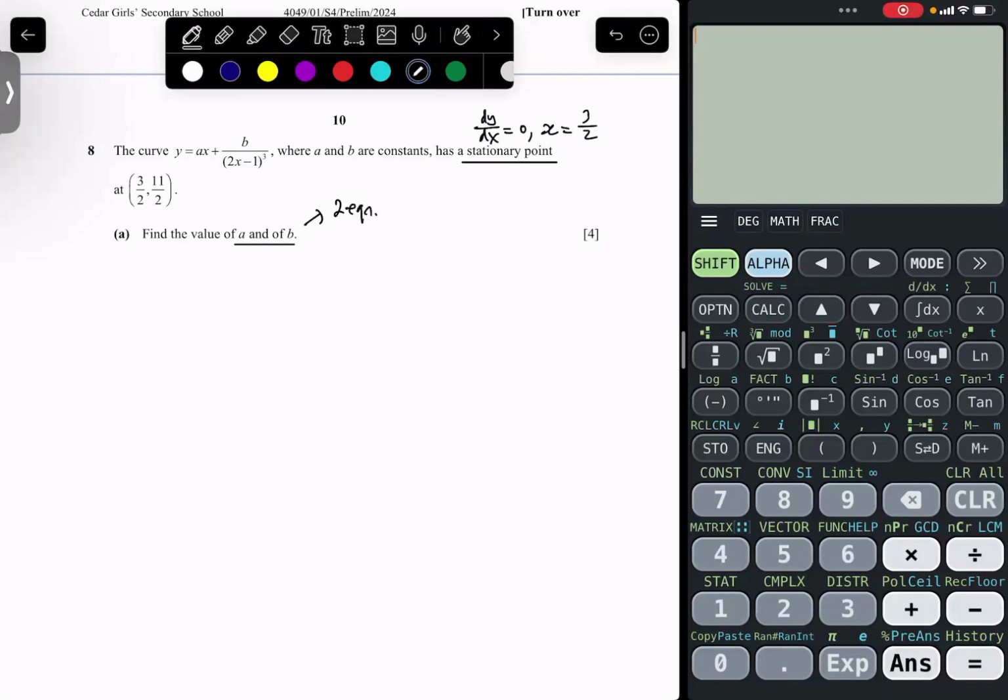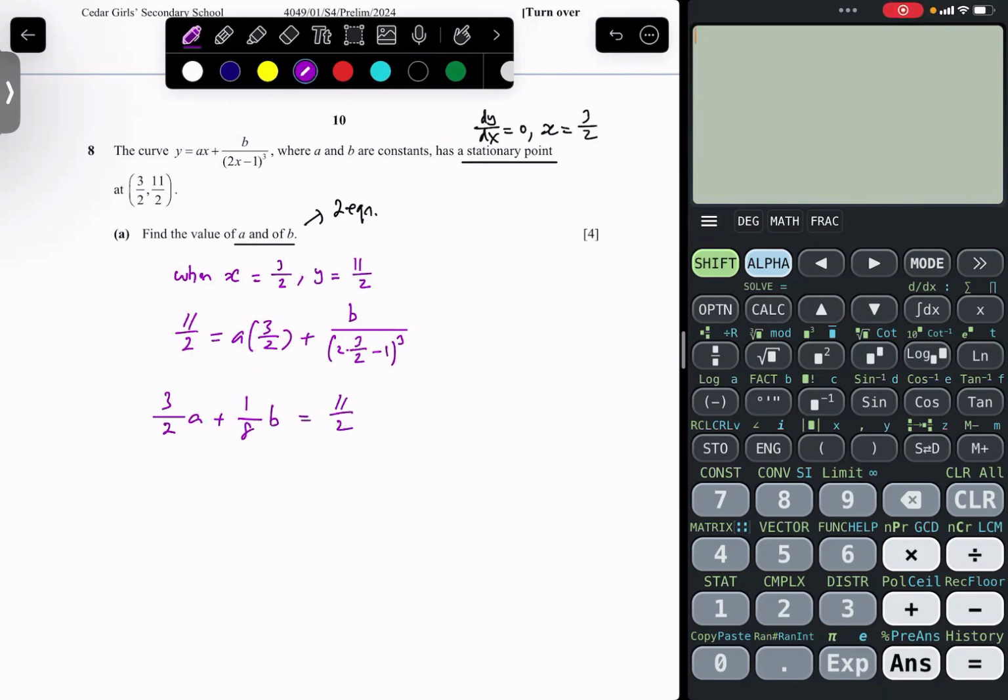Right. So for the first equation, I substitute (3/2, 11/2) directly into the equation. When x equals 3/2, y equals 11/2. So 11/2 equals (a(3/2) plus b) over (2 times 3/2 minus 1) cubed. Simplify, that will give me 3/2 a plus 1/8 b equals 11/2. Multiply by 8 throughout, I will get 12a plus b equals 44. Equation 1. So I need another equation in order to solve simultaneously.